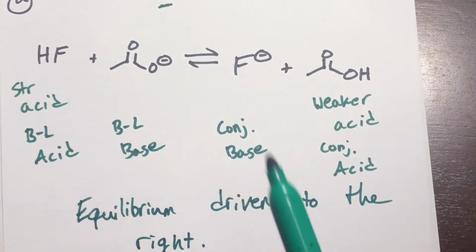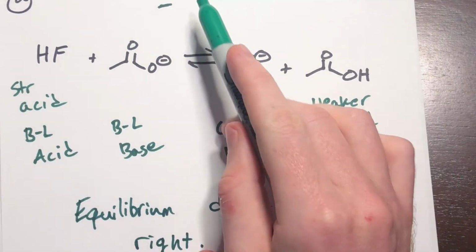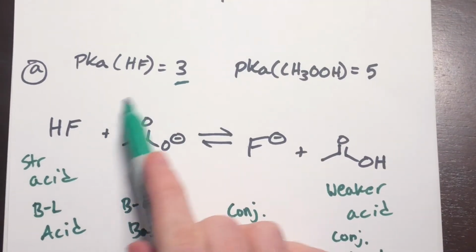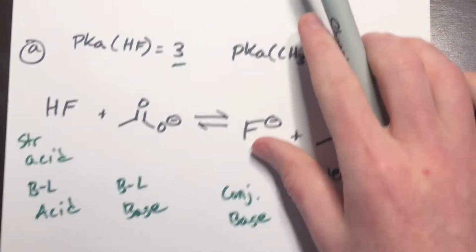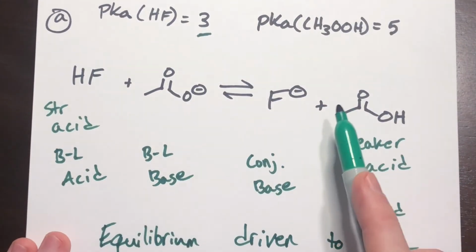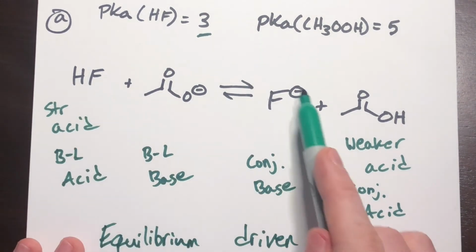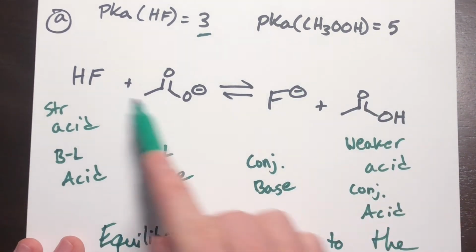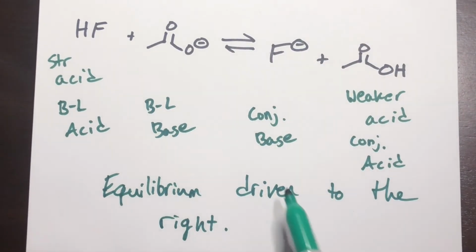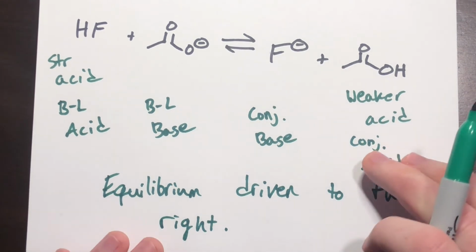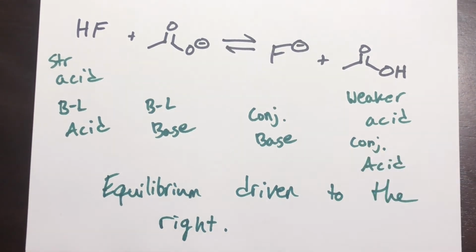Okay, so just as a recap, because the pKa of HF is 3, and the pKa of CH3COOH is 5, we know that HF wants to dissociate, so that means that there's more of this product being made than going the other direction. So again, that means the equilibrium is driven to the right, or in other words, you could say it's going in the forward direction. Both of those are acceptable. Okay. Now we'll move right along to our next example.